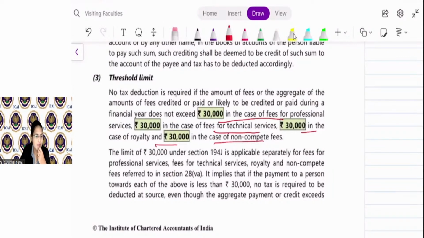Non-compete fees means, for example, if in one area there is an industry of Pepsi and Coca-Cola wants to start their plant in the same area, then what happens? Pepsi will pay certain consideration to Coca-Cola that you are not doing business in, say for example, 5 kilometers from our factory. Okay, so that is called non-compete fees. Mohammed, clear?